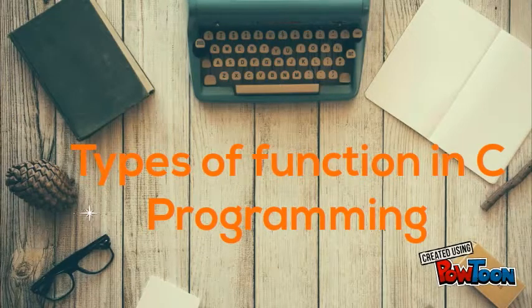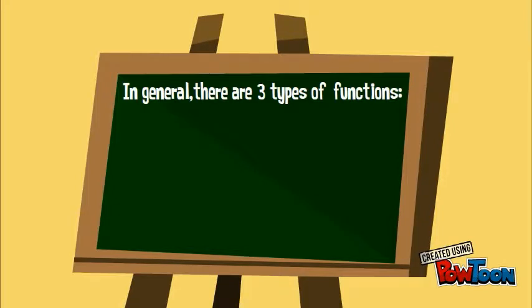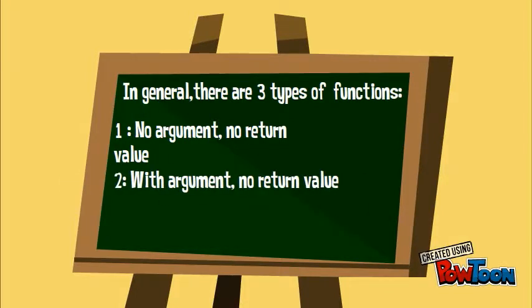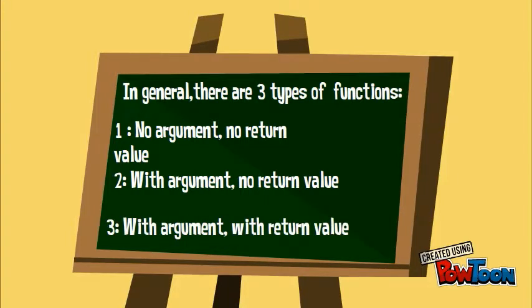Types of function in C programming. In general, there are three types of function that we are going to discuss, which are firstly a function with no argument and no return value, secondly a function with argument but no return value, and lastly a function with argument and with return value.